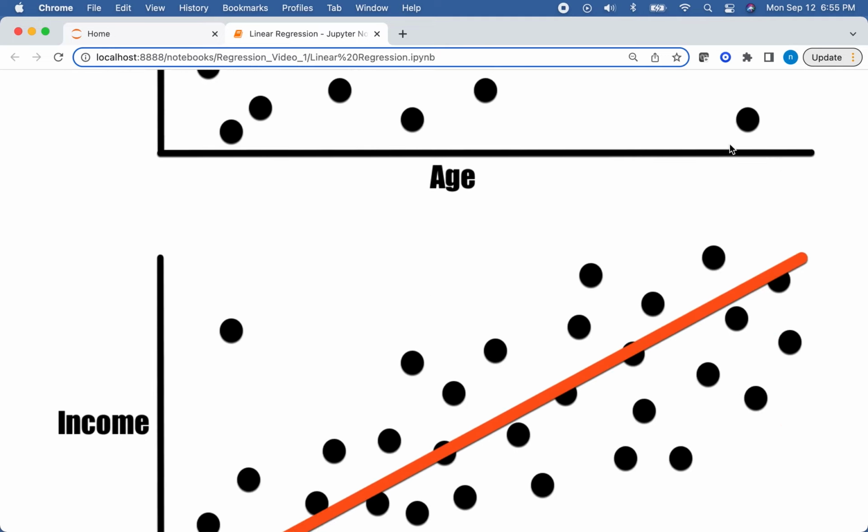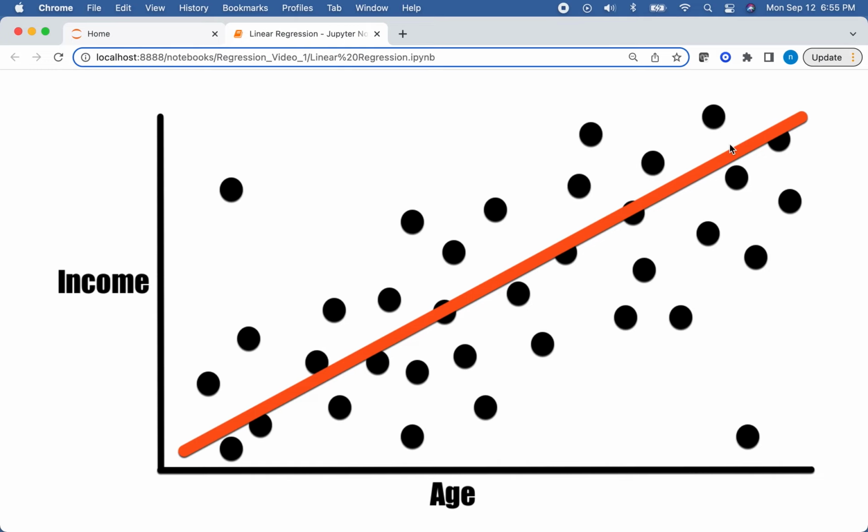So let's say that line of best fit looks something like this. Remember, when a linear regression learns, it's learning the values for the slope and intercept that give you this line of best fit. So this red line will then be used to make predictions in the future on our testing data.